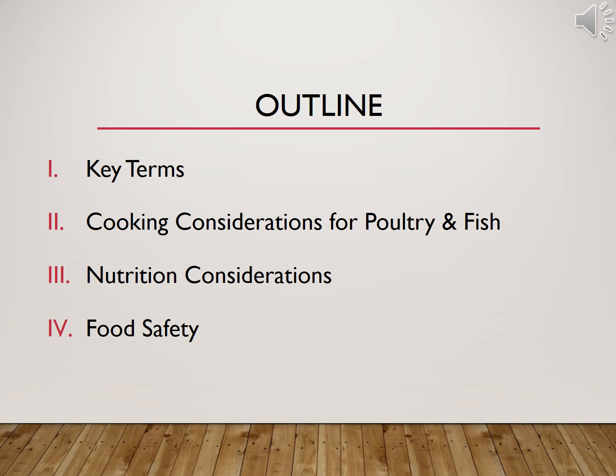So we will revisit the link between tenderness and connective tissue, discuss the amount of connective tissue and tenderness of fish and poultry. We'll talk about picking out fresh fish and poultry, and then talk about whether moist heat or dry heat cooking is best for different types of fish and poultry. And then we will finish with nutritional value of chicken and fish, and then talk about the food safety risk and some food safety practices that we can use when we are working with poultry and fish.